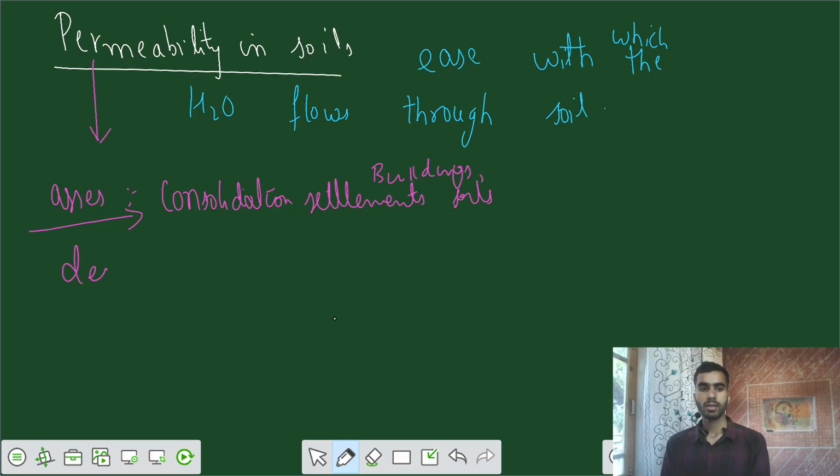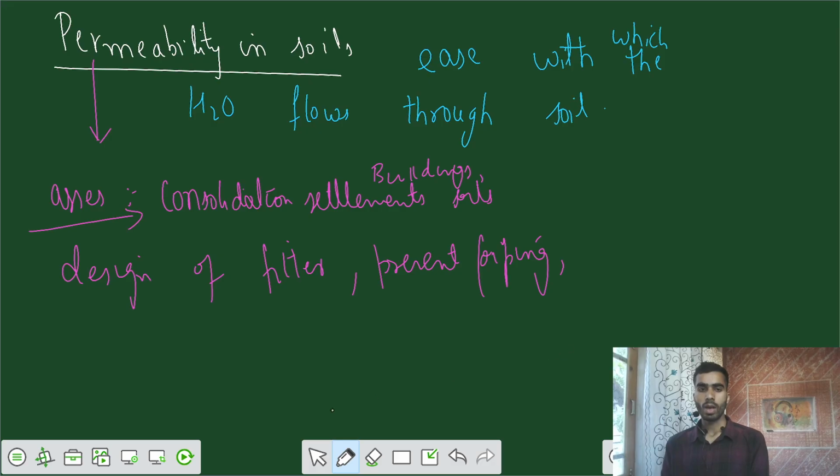Design of filters, if you want to design the filters for your dams, embankments, etc. To design filters I would write prevent piping of those structures, prevent piping.